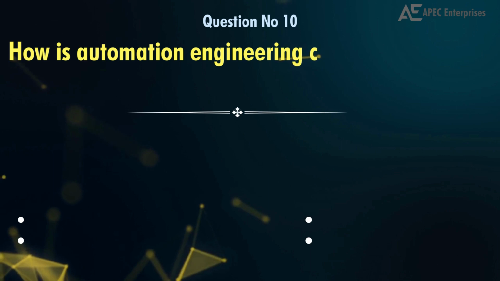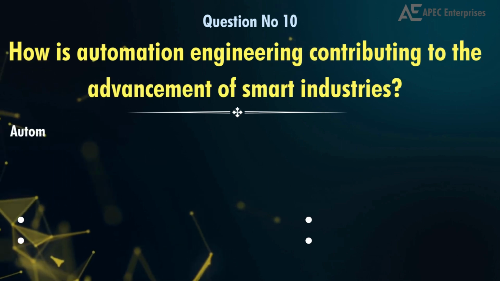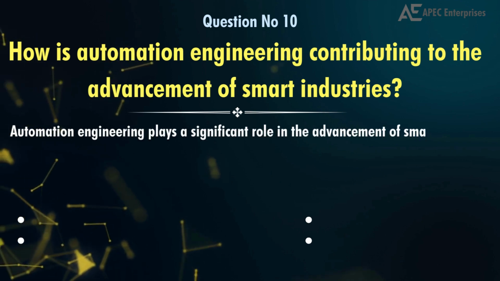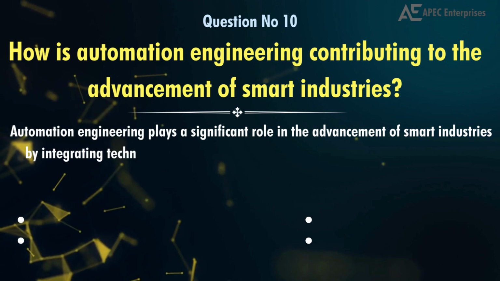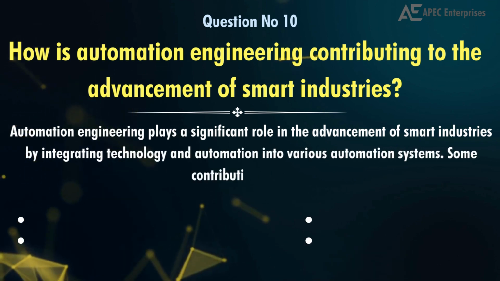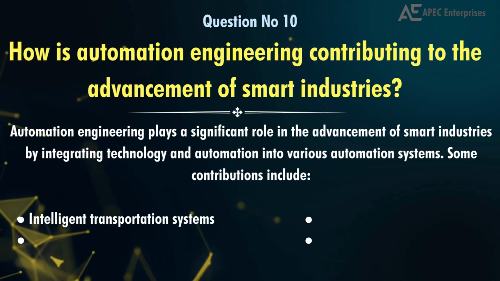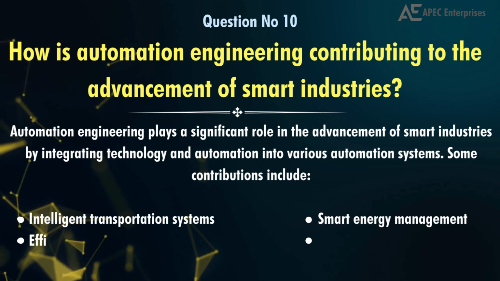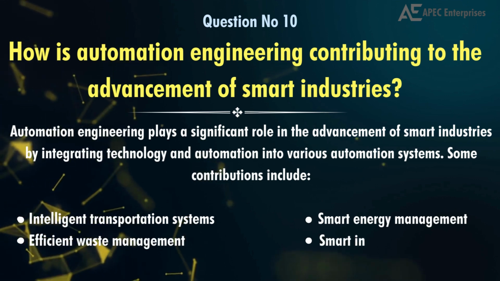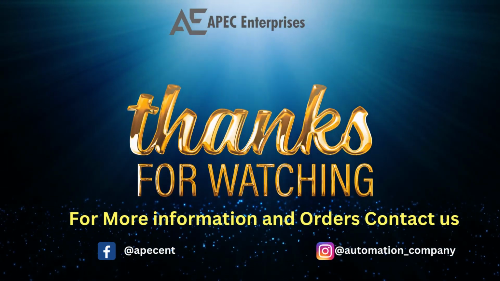How is automation engineering contributing to the advancement of smart industries? Automation engineering plays a significant role in the advancement of smart industries by integrating technology and automation into various automation systems. Some contributions include intelligent transportation systems, smart energy management, efficient waste management, smart infrastructure.